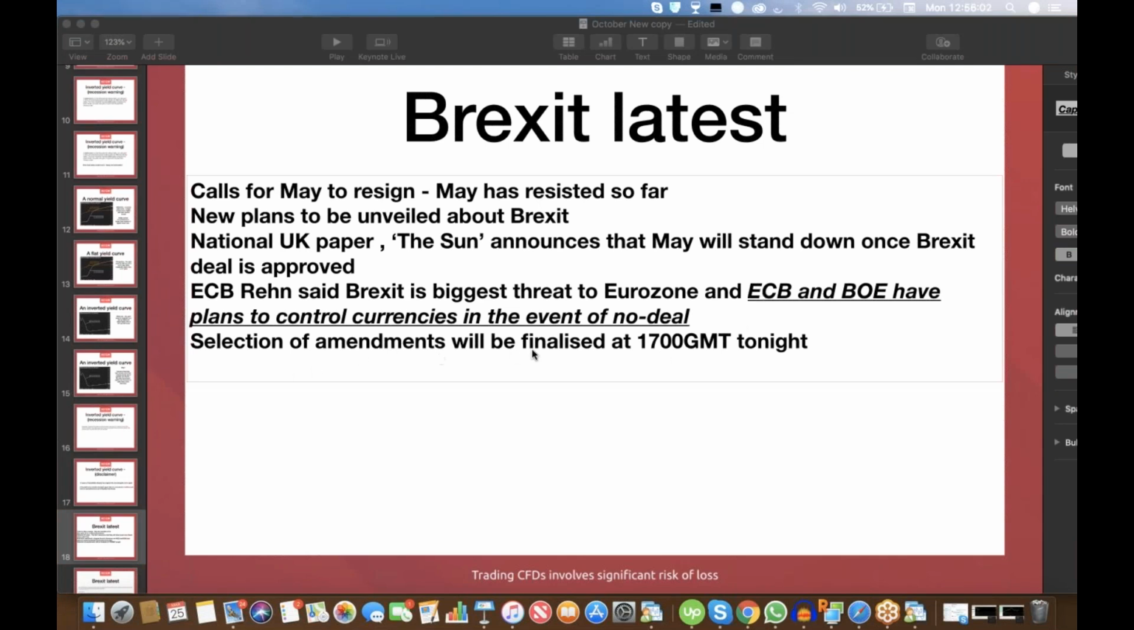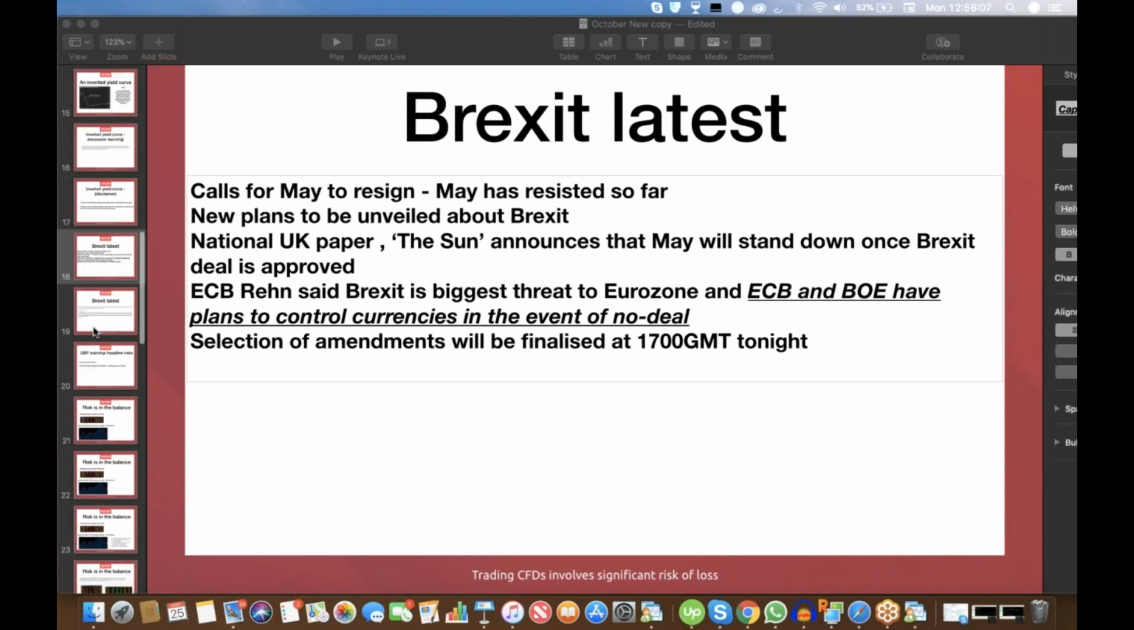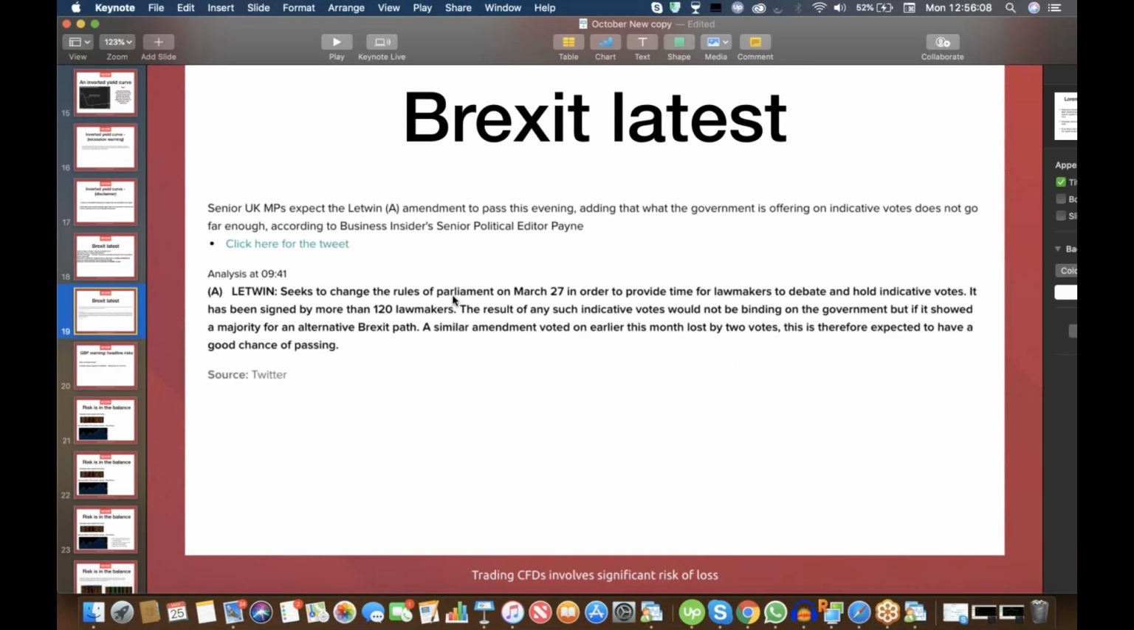And a selection of amendments will be finalised tonight at 5 o'clock GMT. Okay, Brexit tonight. They're going to be voting on the Letwin A amendment, which seeks to change the rules of Parliament in order to provide time for lawmakers to debate and hold indicative votes. It's been signed by more than 120 lawmakers. This is going to be an important amendment. It'll be tonight, 5 o'clock GMT. They're going to finally decide the amendment, so look out for what's happening here on the Letwin Amendment A.